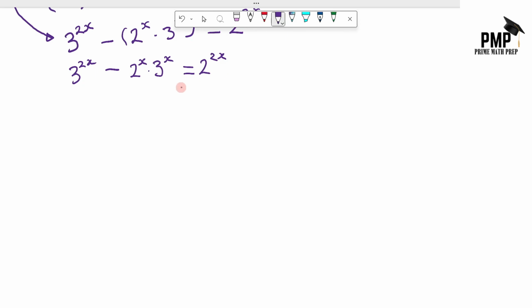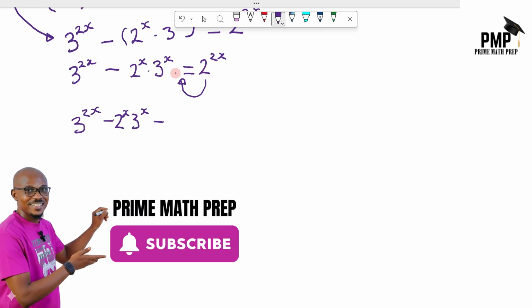My recommendation is to move this 2 to the power of 2x to the left hand side and equate everything on the left hand side to be equal to 0. We now have 3 to the power of 2x minus 2 to the power of x, 3 to the power of x minus. Why it is minus: when a positive number or any number is crossing an equality sign, the sign of the number changes. If it is positive, it will turn to negative. If it is negative, it will turn to positive.